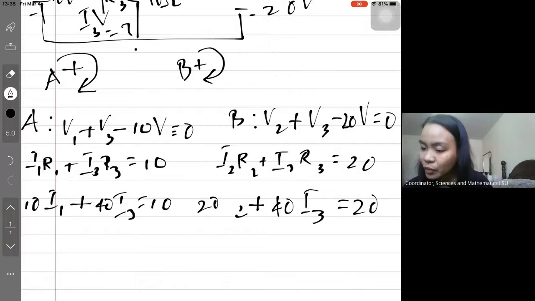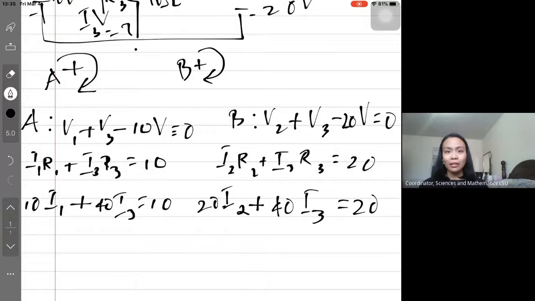Okay, that should be I1, and this should be I2. Okay, that is I2. Erase na lang para maklaro. Alright, I2 plus 40 I3 is equal to 20. Okay, so we have our unknowns, I1, I2, I3.